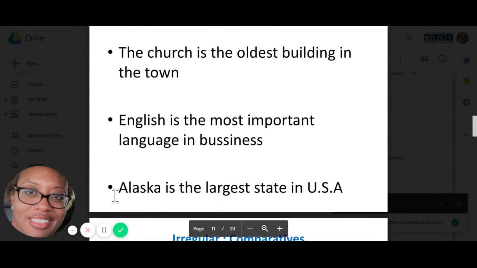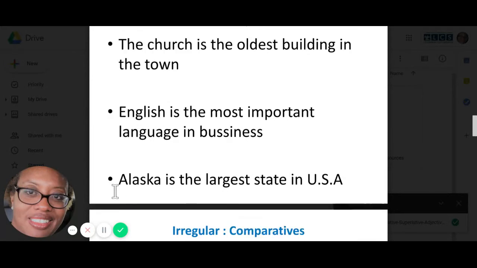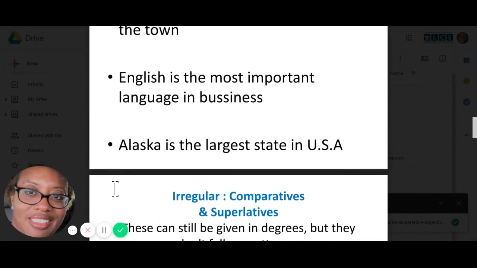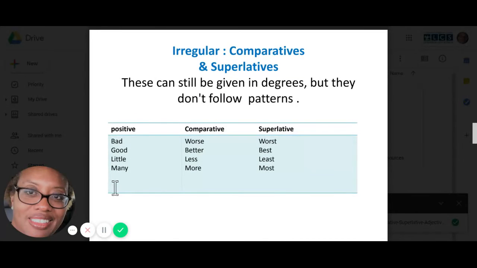Here are some more examples. The church is the oldest building in the town. English is the most important language in business. Alaska is the largest state in the U.S. There are irregular comparatives and superlatives, and here's a chart.